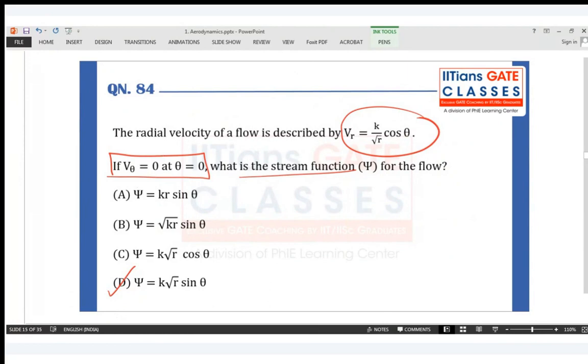Okay, so anytime you need a stream function, all you can do is either differentiate or integrate with respect to the variable given. Once you do that, you should be okay to go ahead.